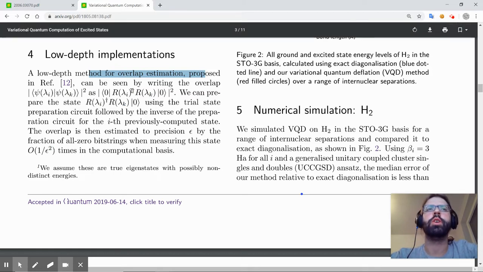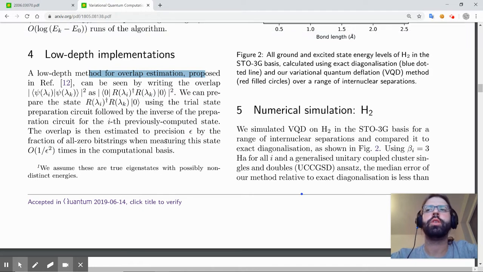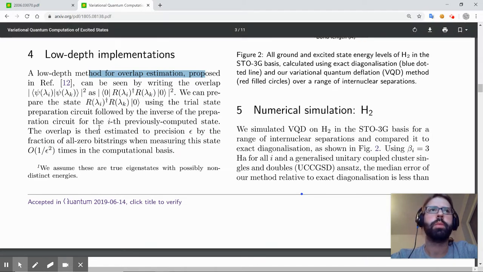Wait a second. So you're just making sure that it's orthogonal to the previous one you found? How does this guarantee you that you don't find another one? Because you're always minimizing, or what? Because R is the circuit that is your ansatz, right?